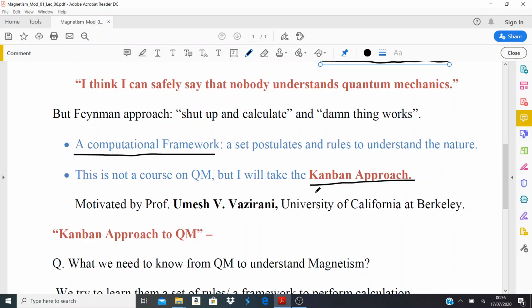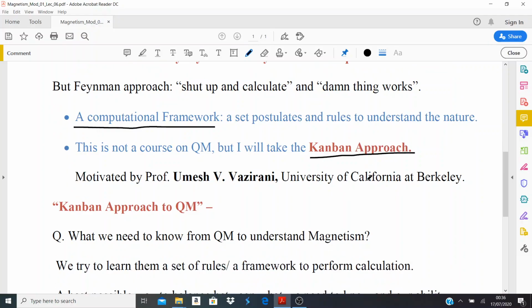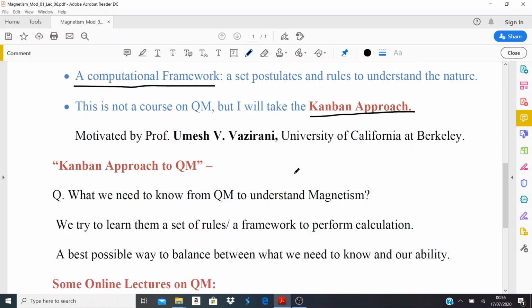So what is this Kanban approach actually? What does the Kanban approach to quantum mechanics mean? In this approach, first we need to know how much of quantum mechanics, what ideas in quantum mechanics, we need to know to understand magnetism. So we fix a goal first, right? These are the things we want to understand. So you have to know the things that are necessary.